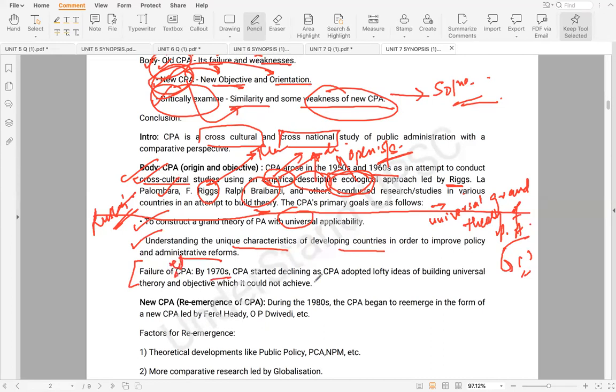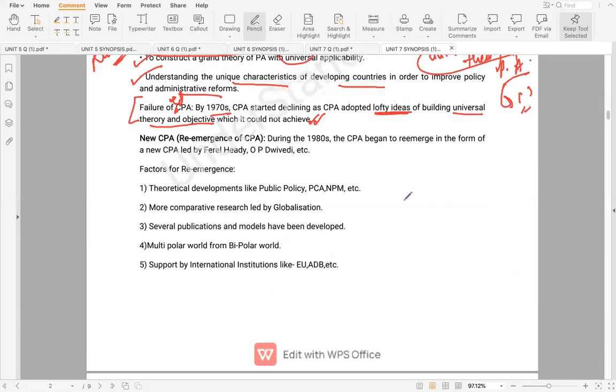By the 1970s, CPA started declining as it adopted lofty ideas of building universal theories and objectives which it could not achieve. The idea of a universal grand theory could not be achieved, and this was in the context of old CPA. Therefore, we started with the re-emergence of CPA during the 1980s and 90s with the new CPA paradigm, wherein we started to focus more not on universal grand theories, but on middle range theory building. What was the middle range theory building?